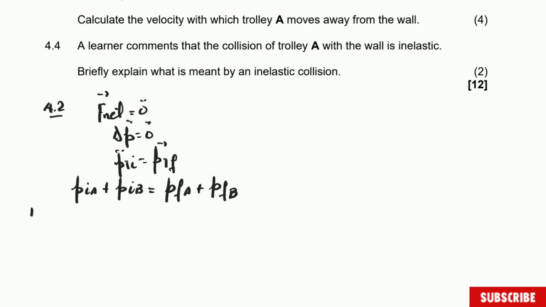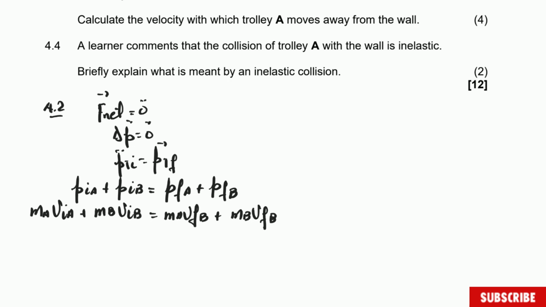So this will be the mass of trolley A multiplied by the initial velocity of trolley A, plus the mass of trolley B multiplied by the initial velocity of trolley B, equal to the mass of trolley A times the final velocity of trolley A, plus the mass of trolley B times the final velocity of trolley B. That is what we have here. This is the law. All that, guys, is the law up until then.